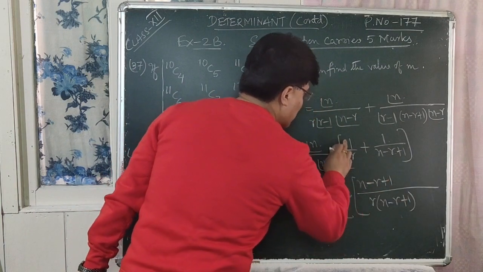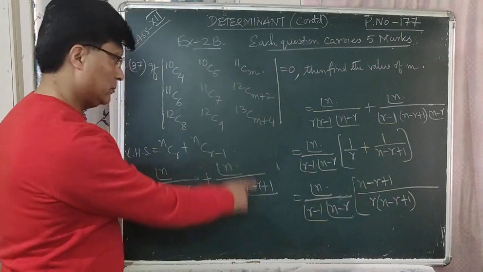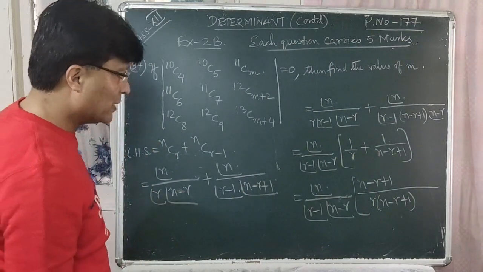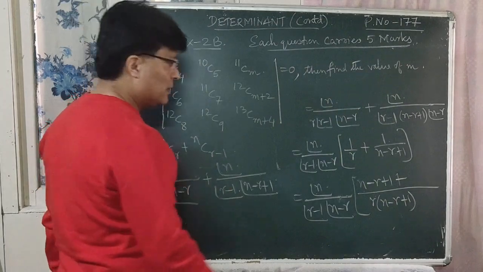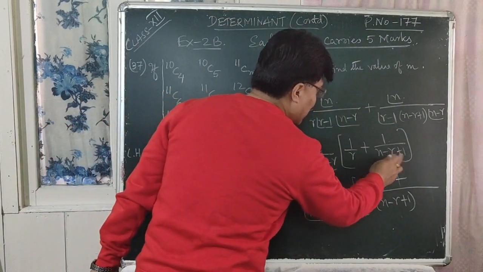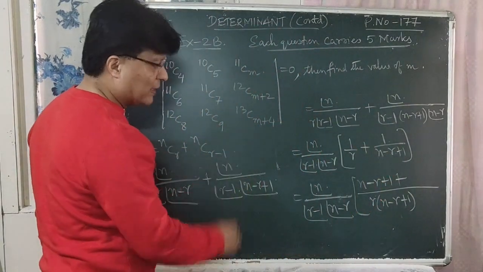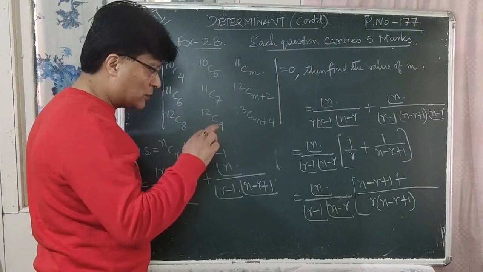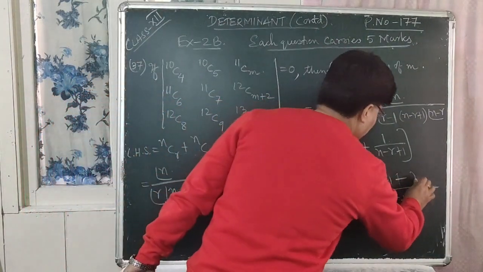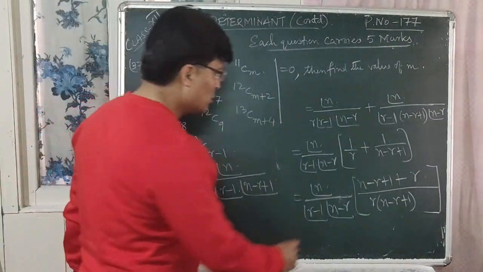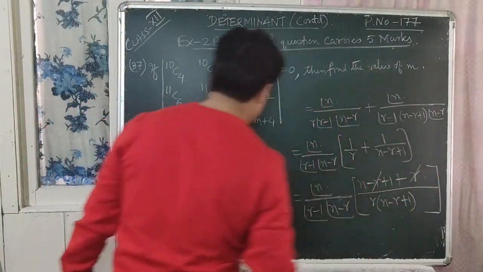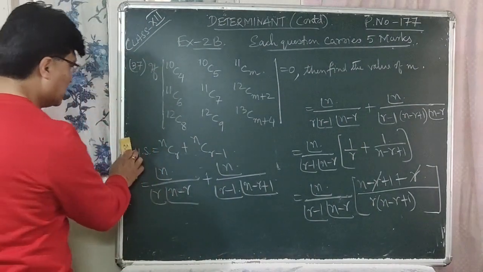n minus r plus 1 into 1 is n minus r plus 1. Then the plus sign is there. Again, this LCM is divided by n minus r plus 1, so you can cancel n minus r plus 1. So it remains r only. So r into 1 is r. The third bracket is closed, right? So here now you can cancel this, r gets cancelled. You can cancel it, okay?